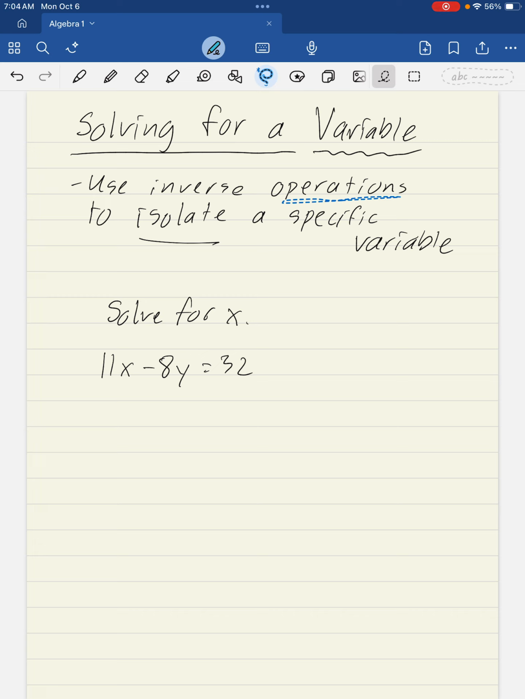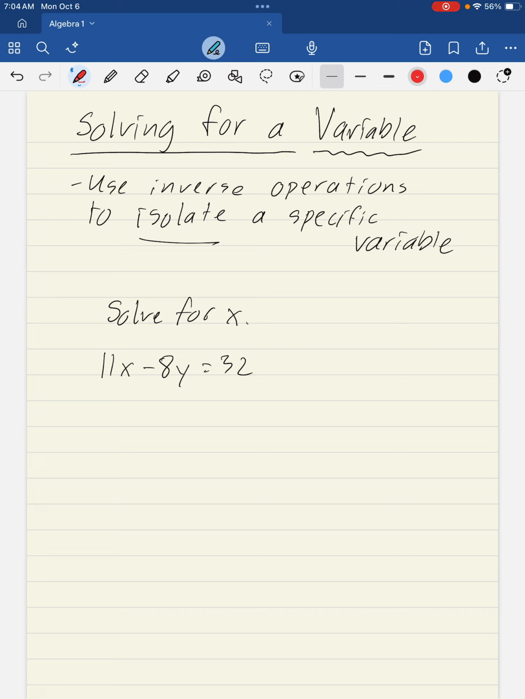But at this point, instead of isolating a variable and getting a number answer, you're going to isolate one variable and have the other variable on the other side of the equal sign. The problem is going to tell you which variable you're solving for. So this one, we're solving for x. What does that mean? It means we need to get the x term by itself.